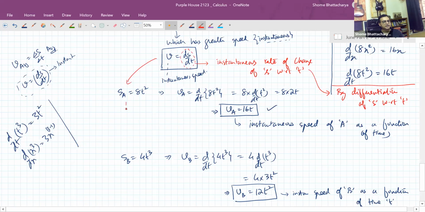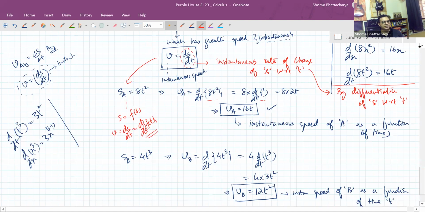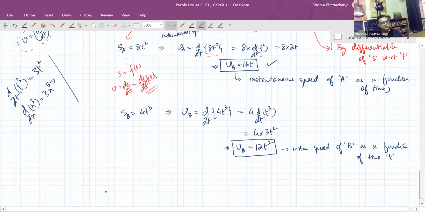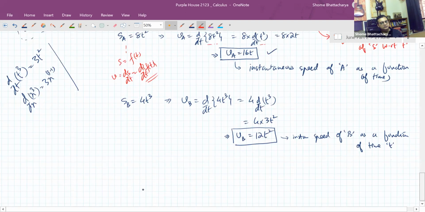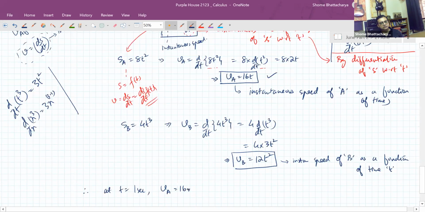So basically here you can see how we are applying it. S is some kind of function of time. So v is defined as ds by dt. So it is differentiation. It's a derivative of that function. So we are applying the principles of differentiation that we have learned earlier. Okay. But we have two different functions for two different bodies or two different vehicles. So accordingly we are getting two different speeds. Okay. So now you apply this here, and you can see that at t equal to 1 second, A's instantaneous speed is how much? 16. But B's instantaneous speed is how much? 12. So not only is A ahead, but A is also moving faster. Out of the two, A is moving faster.